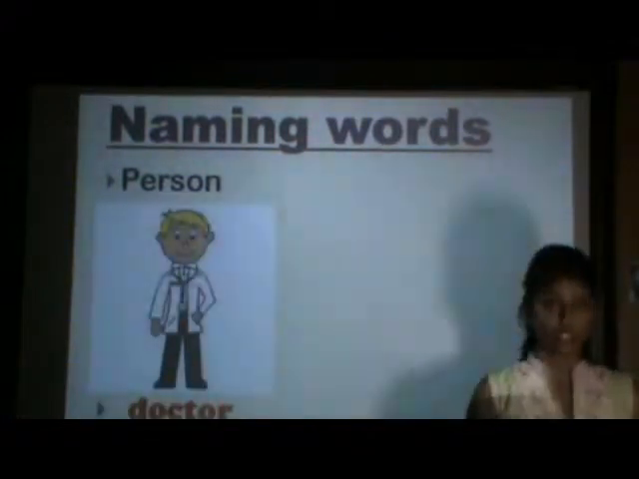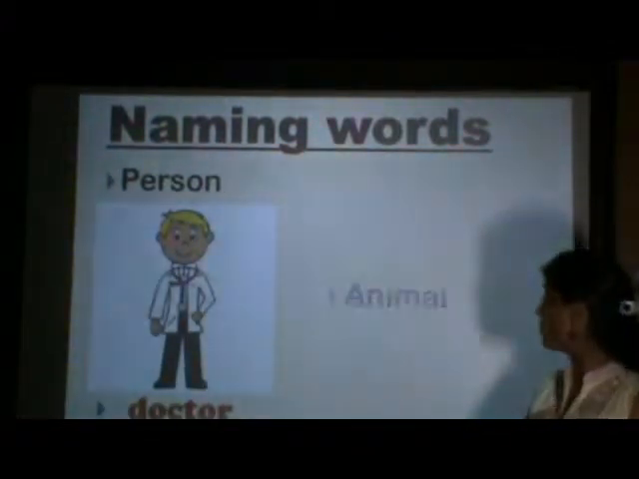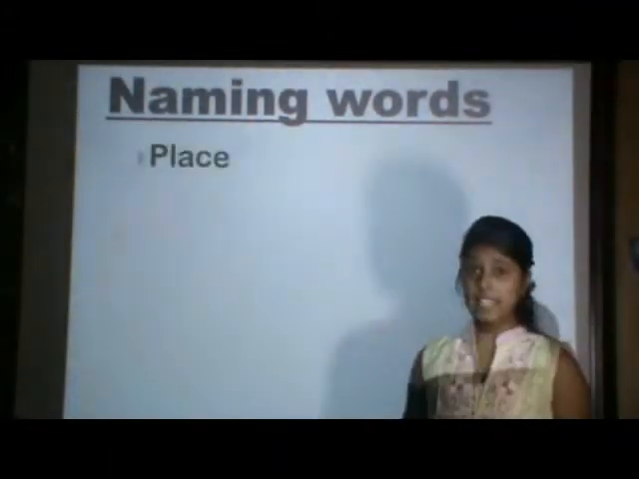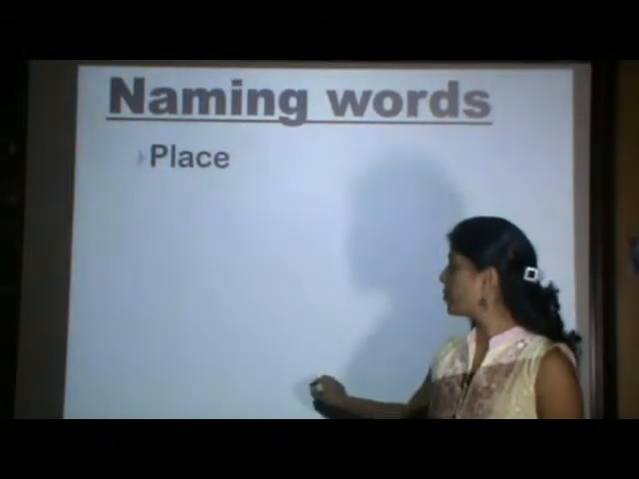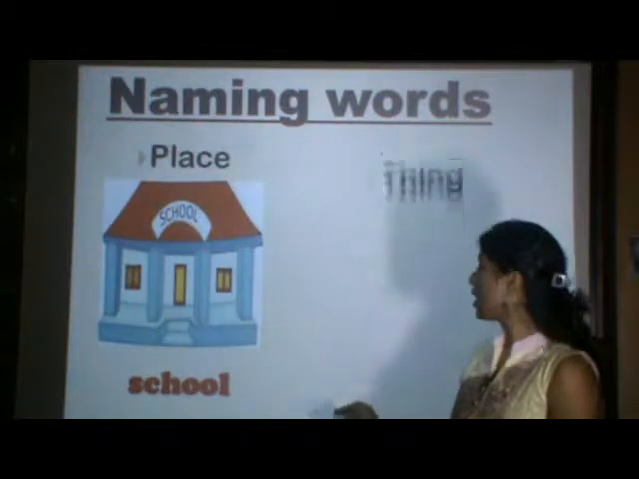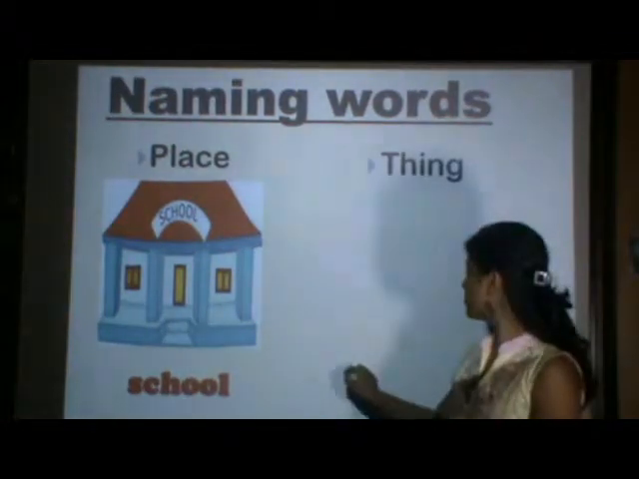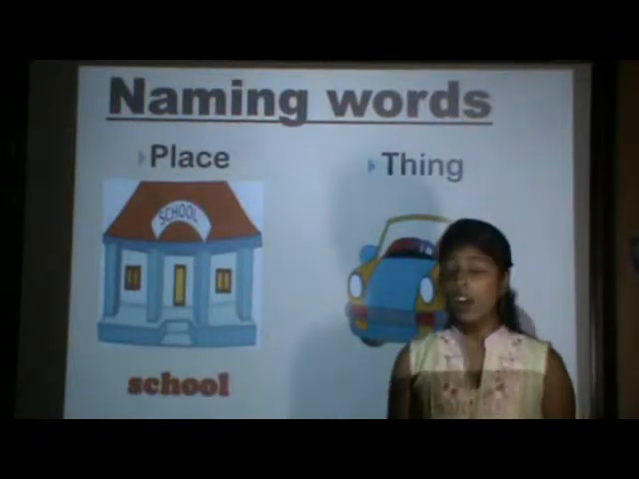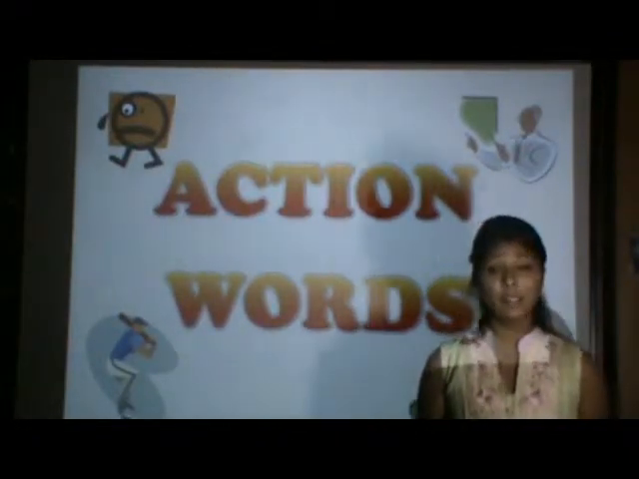Example of a person, doctor. Example of an animal, elephant. Place, school. Thing, car. Now children, with the help of naming words, we are going to learn something new.